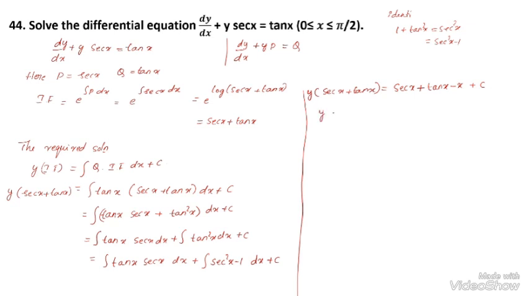Now y equals, I can take x plus tan x to the right side, it becomes sec x plus tan x minus x divided by sec x plus tan x, plus a constant divided by the same. This is the solution of the required differential equation. Next, let us move on to the next question.